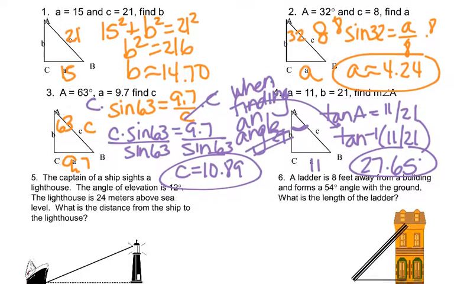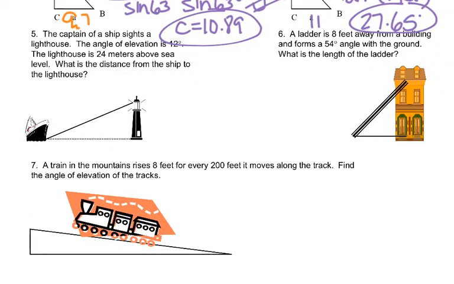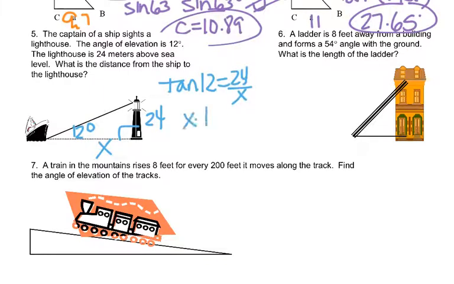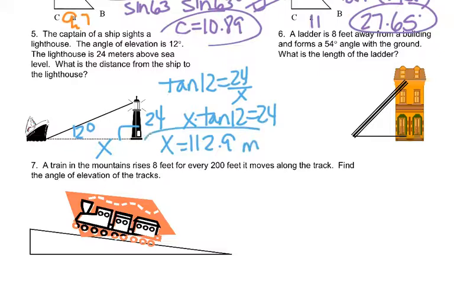The last thing is just some little story problems. The captain of the ship sees an angle of elevation of 12 degrees, and the lighthouse is 24 meters. What's the distance? It's understood always to be a right angle. So I would say tan of 12 is 24 over x, or x tan 12 equals 24. I'm going to divide both sides by tan 12. So 24 divided by tan 12 is 112.91, and it looks like meters.